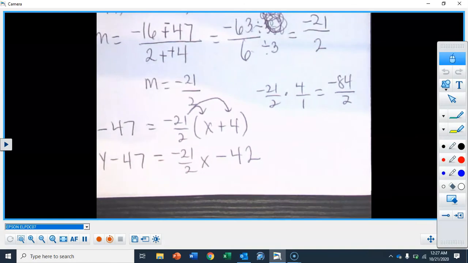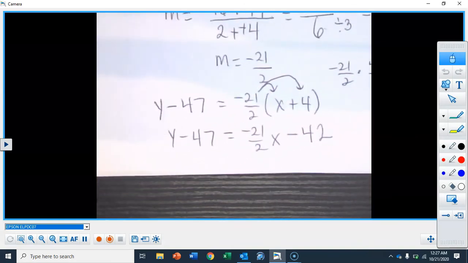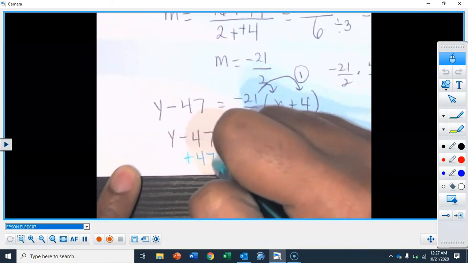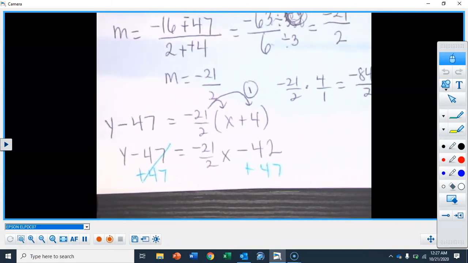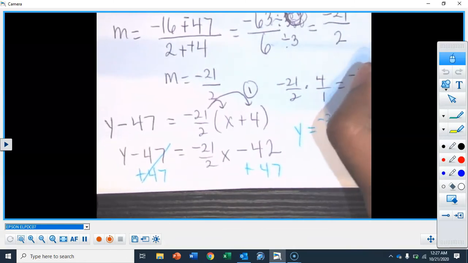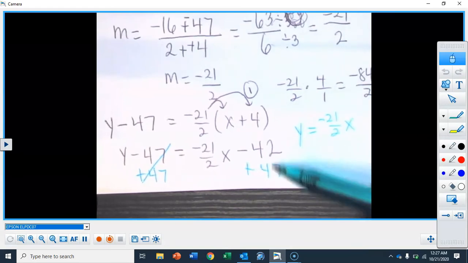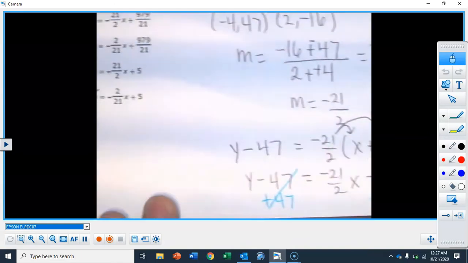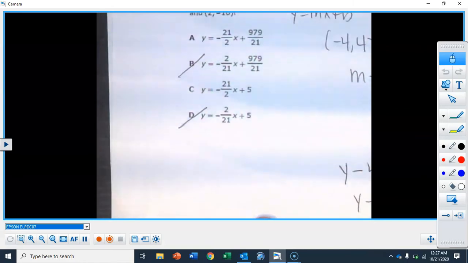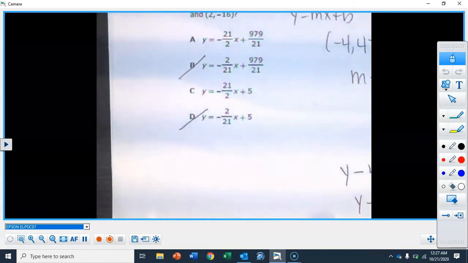Okay. And then the last step, of course, after we do our distributive property, we're going to move this 47 by changing the sign over to the right side. Okay, so our final answer, ready? It's going to be y equals, remember this is gone for 0, so y equals negative 21 over 2x, and then we subtract this, and we're going to get a positive 5. So we're looking for a plus 5 in the back. So negative 21 over 2x plus 5. The answer is C.